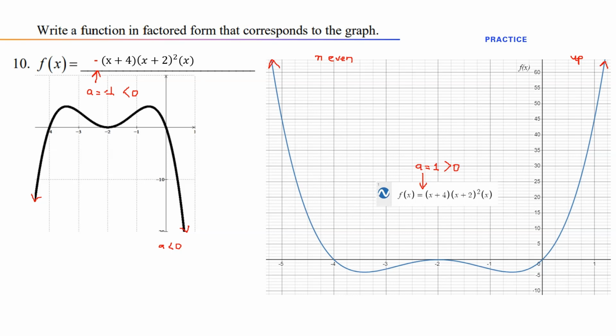So let's count 1 plus 2 plus 1 here. So 1 plus 2 is 3, plus 1 is 4, and 4 is even.